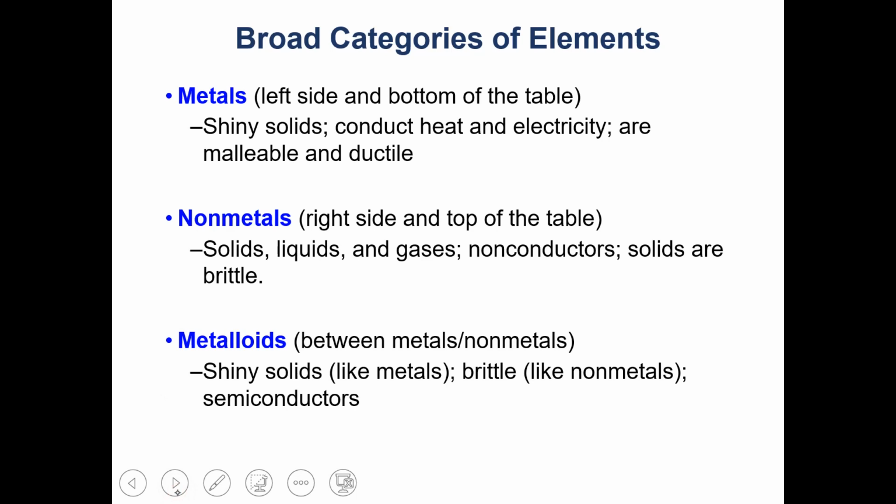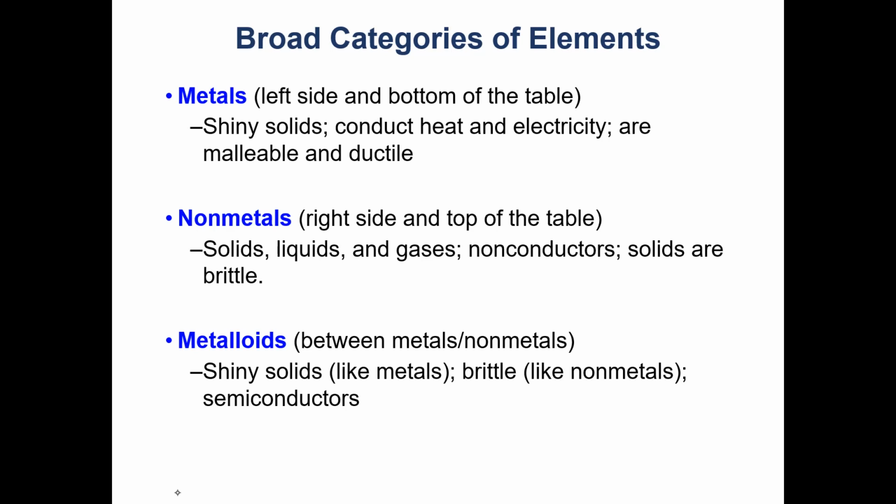Metalloids, we also sometimes call those semi-metals. So as I mentioned, they're between the metals and non-metals. And they have some properties that are like metals. For example, they're typically shiny solids, just like the metals are, but they're very brittle like non-metals. Our metalloids or semi-metals tend to be semiconductors. They conduct electricity, but not very well, not nearly as well as metals do.